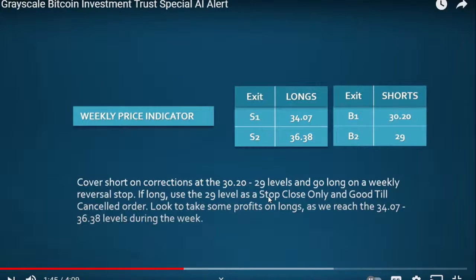I would suggest you Google orders and Google stop close only, what it means, and you'll be very familiar with the logic of using this order. Also, good till cancel order means that the order will be active until you cancel it. It also tells you that if you're long, look to take some profits on your longs as it reaches the 3407 to 3628 levels during the week.